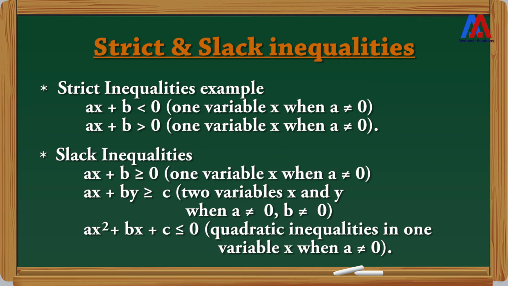We can have another example, ax square plus bx plus c less than 0. This is an example of quadratic inequality in one variable x where a is not equal to 0, because here we can see that it is a quadratic equation, ax square plus bx plus c. Others are basically linear inequalities. Now in this particular chapter we are going to deal only with the linear inequality and we shall not be dealing with the quadratic inequalities.